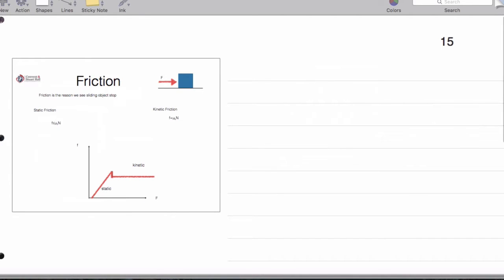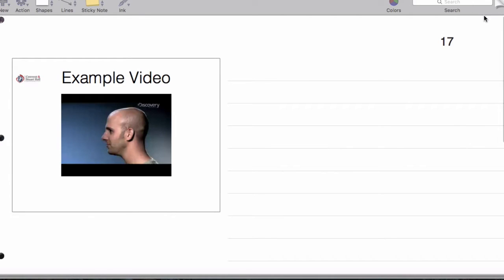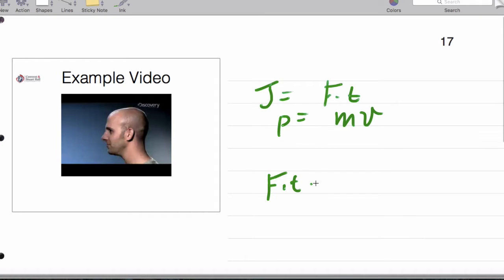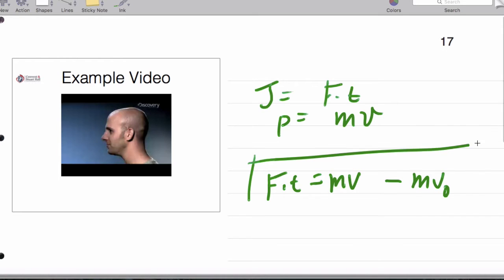Then in the afternoon, we discussed the notion of impulse and momentum. Impulse is defined as force times time. Momentum is defined as m times v. Here's what we use impulse and momentum for. When you see something collide, smash, hit, or explode, you have a really big force acting over a really small time, and the effect is that the momentum of the object changes.